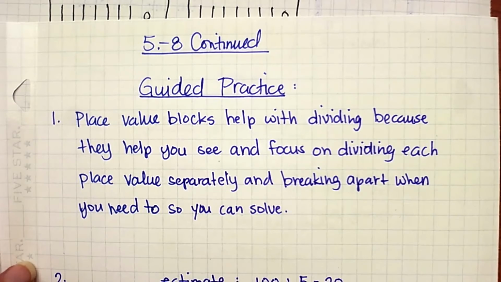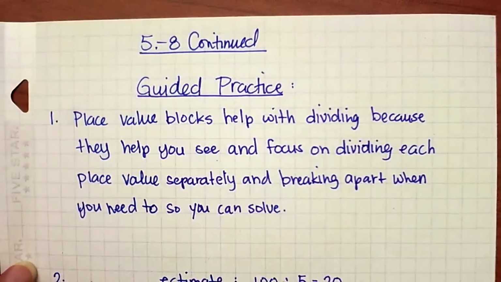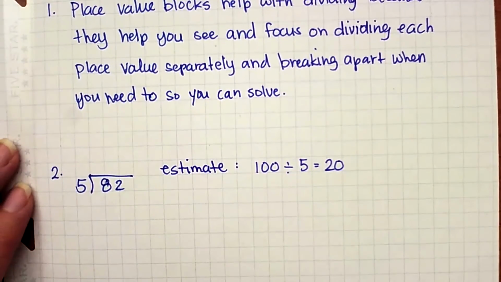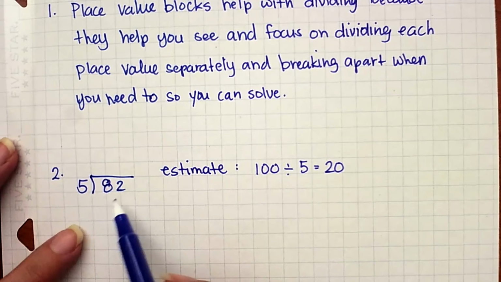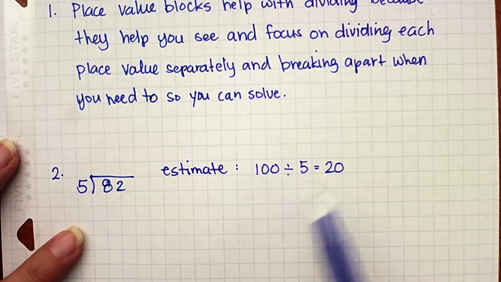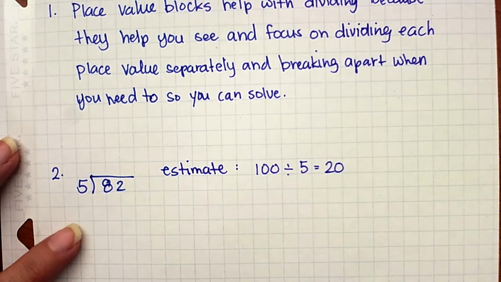For numbers 2 and 3, it says estimate and then solve. So for number 2, we have 82 divided by 5. So I can say 82 is about 100. 100 divided by 5 is 20. That's going to be my estimate.